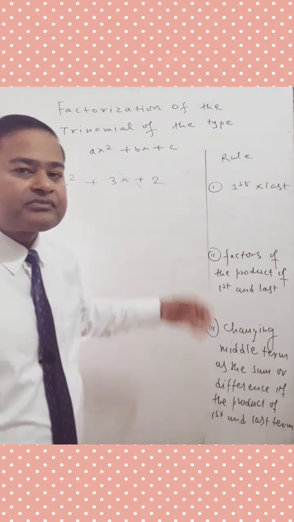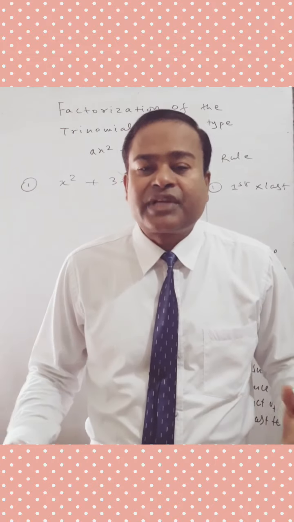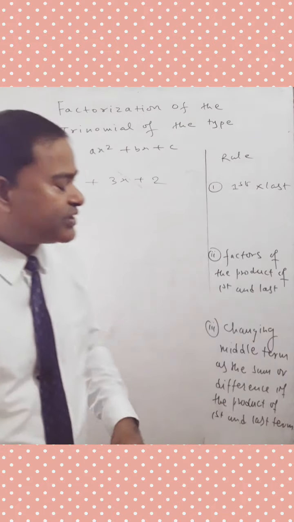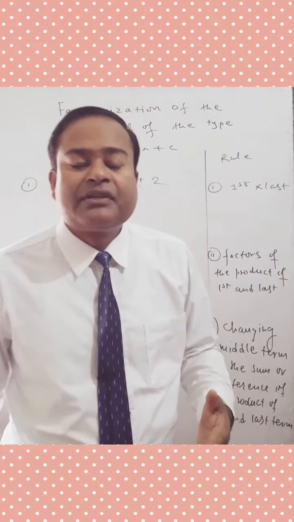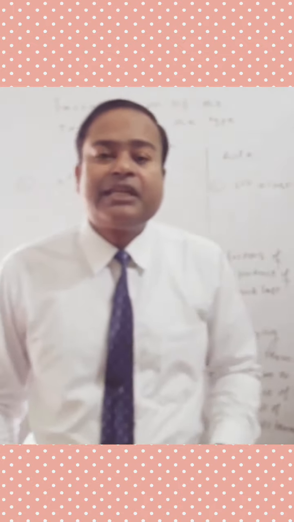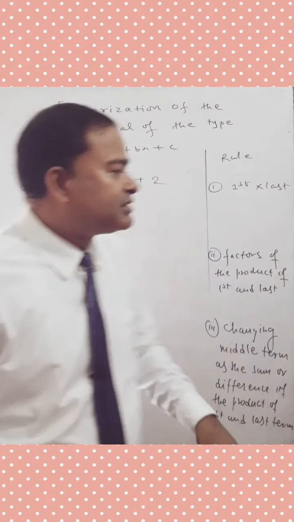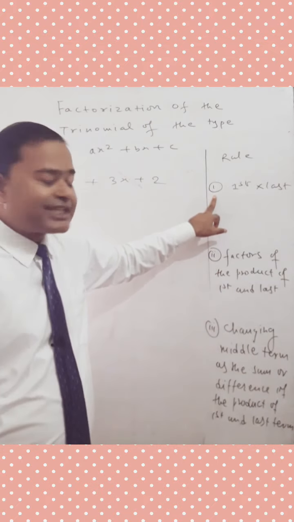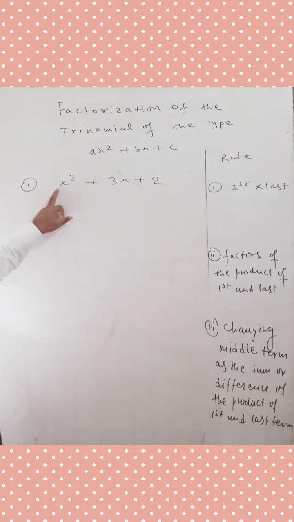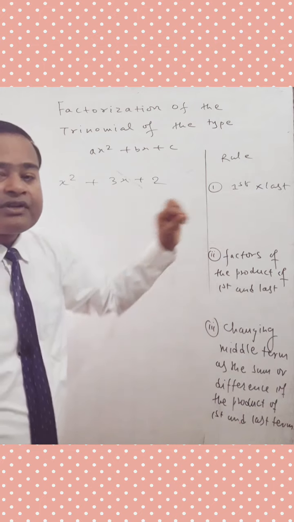Let us now discuss the rule of factorization of the trinomial of the type ax² + bx + c. The first step is we have to multiply the first term and the last term. In the given example, the coefficient of x² is 1. That means we multiply 1 with 2. At first we have to multiply the first term and the last term.